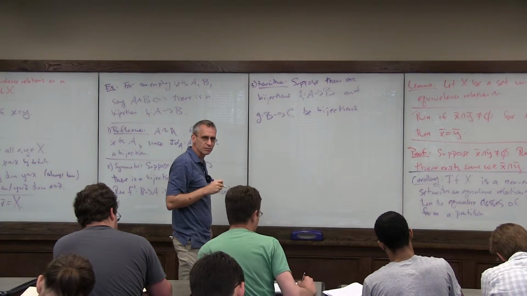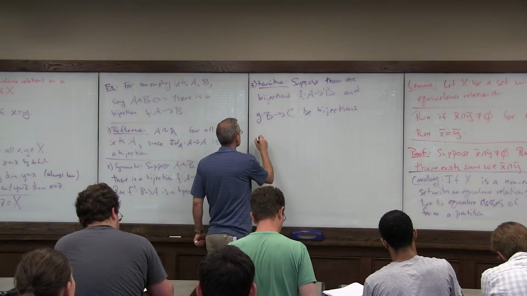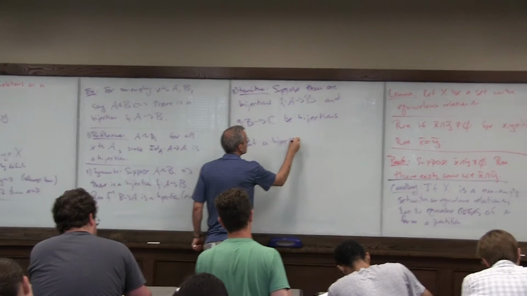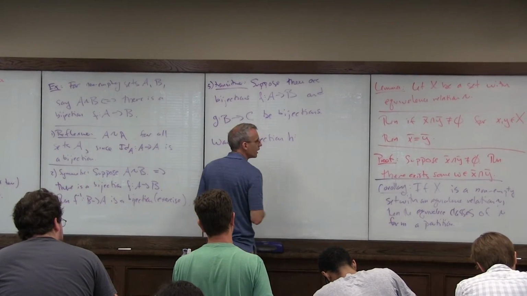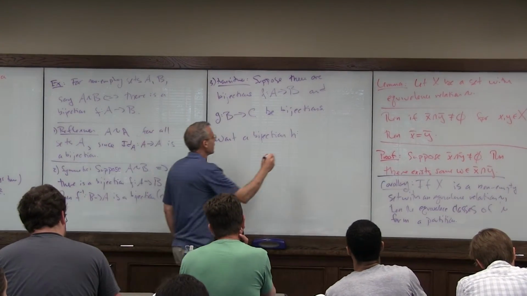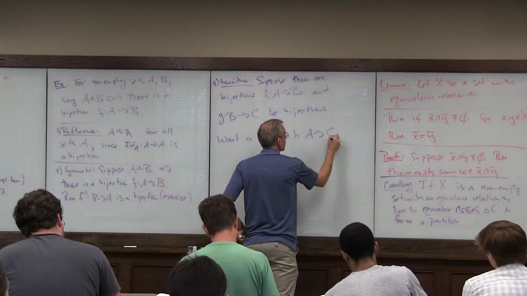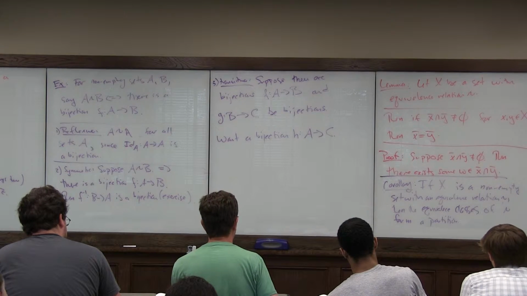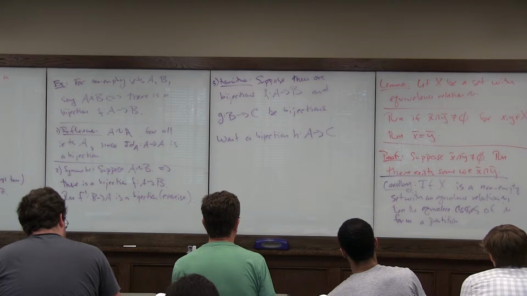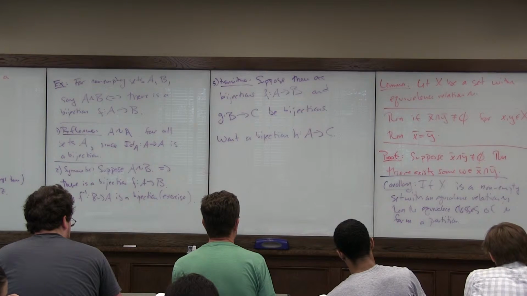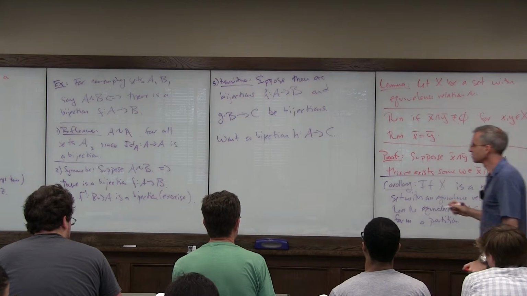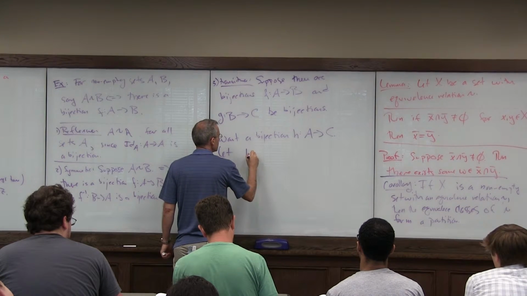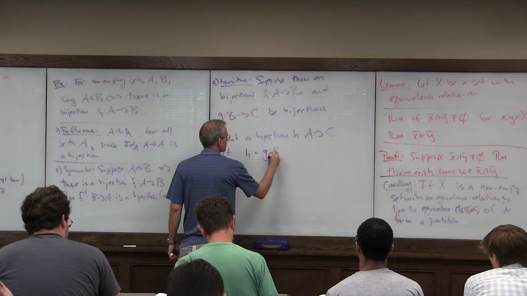What I want is a bijection H from where to where? A to C. Okay? Whoever can tell me what that is releases the entire class to go away. We want G composed with F. Yes. H we define to be G composed with F.